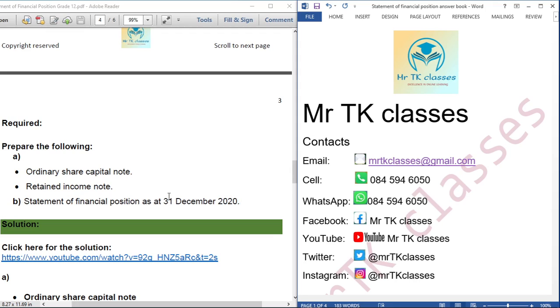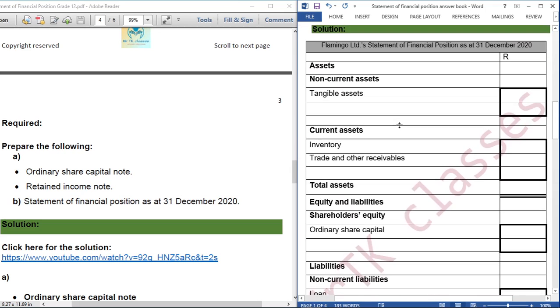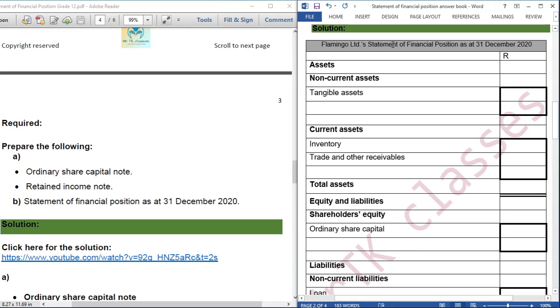We are going to do part B. This is where we are going to prepare our answer. So for you to be able to prepare the statement of financial position, you should know its layout. So the layout starts with assets. Under assets, we have non-current assets and current assets. Under non-current assets, we have tangible assets and financial assets. Financial assets. Fixed deposit.